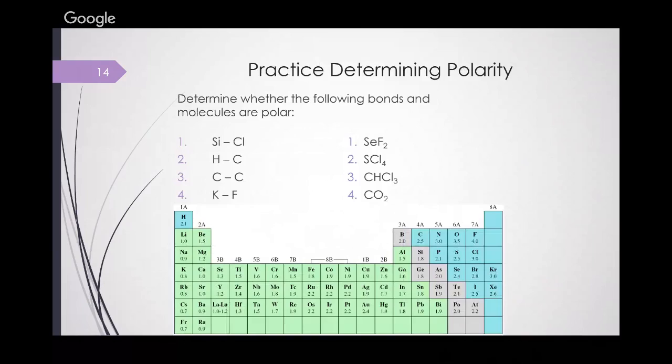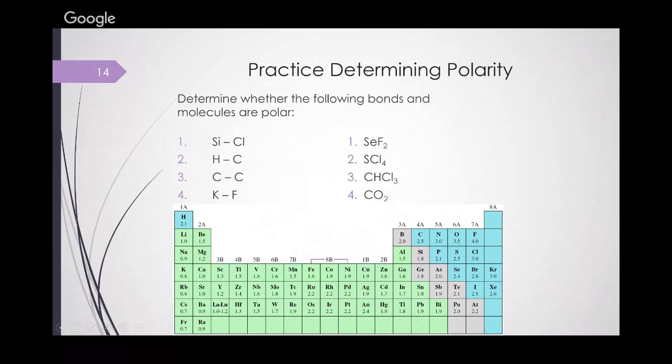So determining whether the following bonds and molecules are polar or not. Over here we have our bonds. So this is literally just looking at what is my electronegativity difference between these two things. I subtract, and then I look back to my scale. So silicon and chlorine, 1.8, 3.0, electronegativity difference of 1.2. That tells me that I am polar.